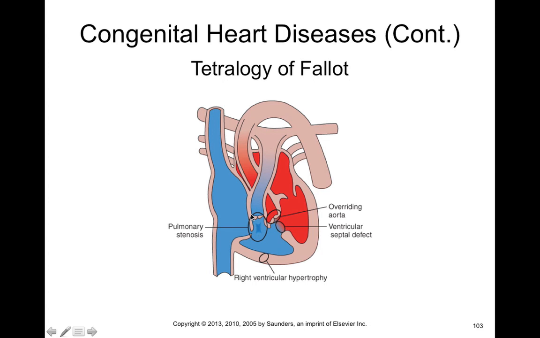This leads to an excessive amount of cyanosis that can be life-threatening. So this is something that also needs to be repaired shortly after birth, or even in utero. Now, we do see some right ventricular hypertrophy that can occur because the right side of the heart has to work harder to pump blood and overcome the pressure that's simultaneously generated by the left side of the heart.